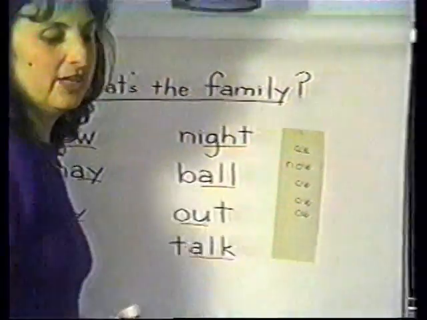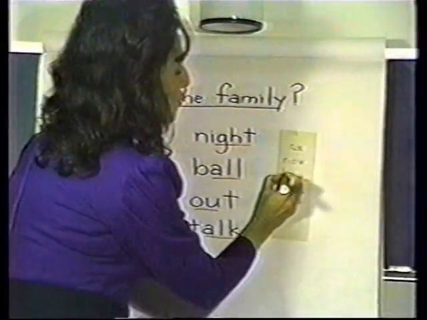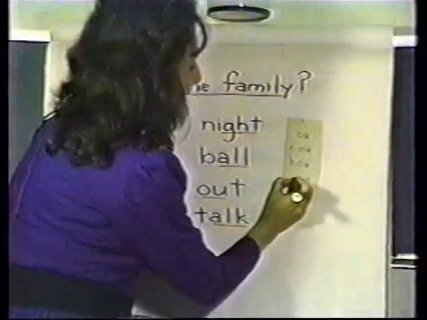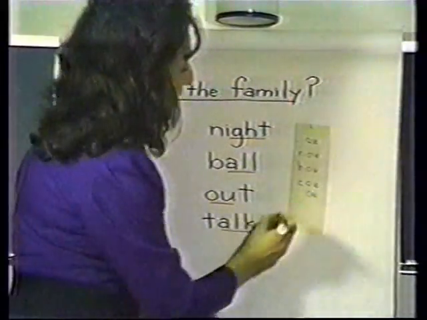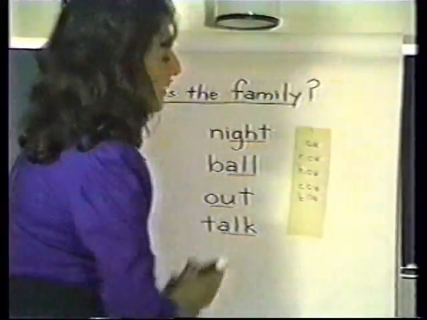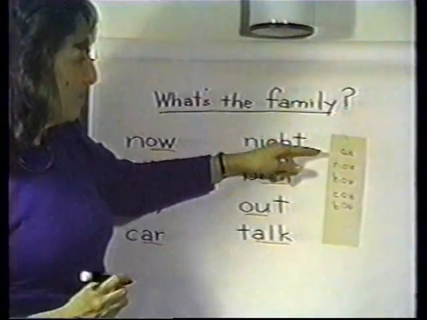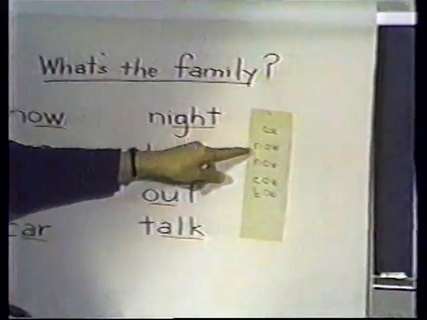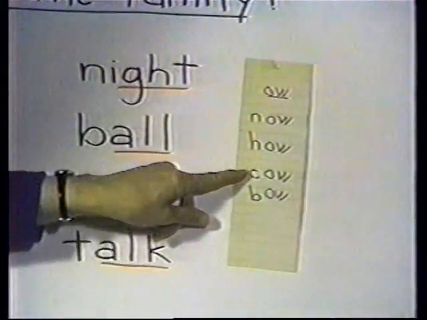Now, add an N. What's the word, Noreen? Now. Add an H. What's the word? How. Add a C. What's the word? Cow. Add a B. What's the word? Bow. Now, would you please read that back? Ow. Now. How. Cow. Bow.